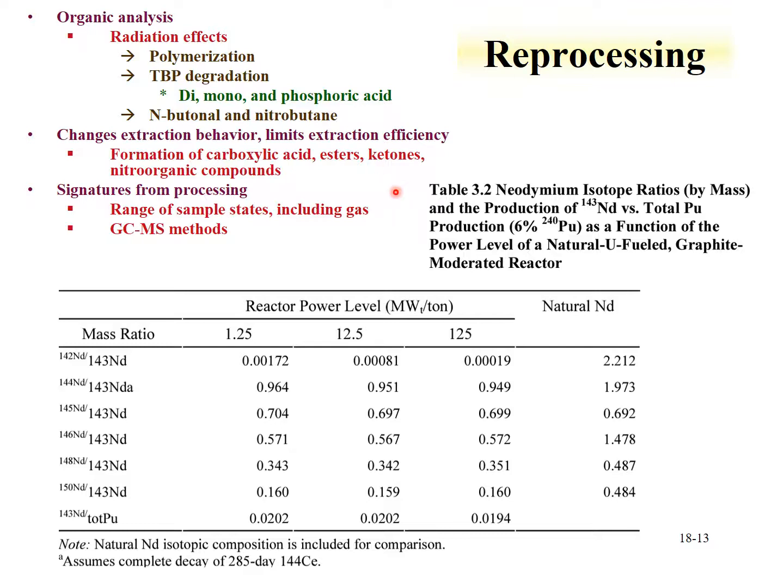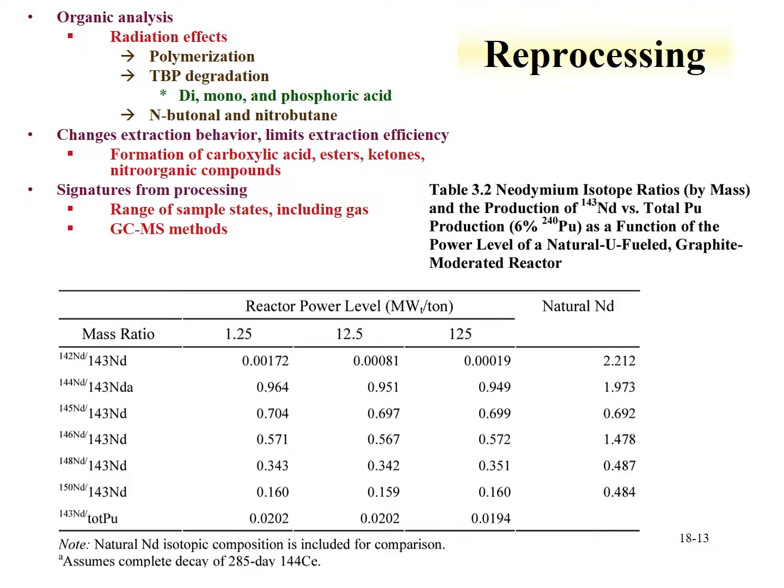So for instance, as shown here, we can look at neodymium isotopes, and we can compare those. What we're looking at here is neodymium isotopic ratio by mass for production of neodymium-143 versus the total plutonium production. Again, we're focusing on 6% plutonium-240 as a function of power level in a graphite moderated reactor. A natural uranium fueled graphite moderated reactor has, as it says, natural uranium as the fuel, and the moderator, as opposed to being water or deuterium, is graphite. Again, that'll provide some different signatures.